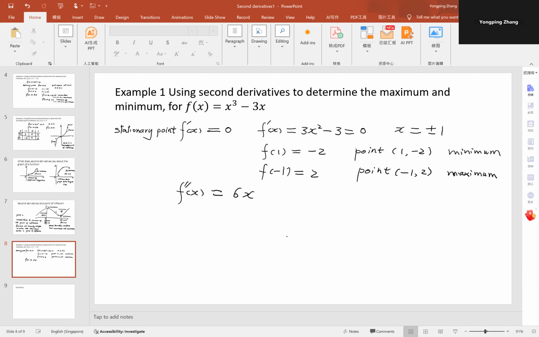The second derivative equals 6x. At x equals minus 1 we get minus 6, so this is concave down. At x equals 1 we get 6, so this is concave up.